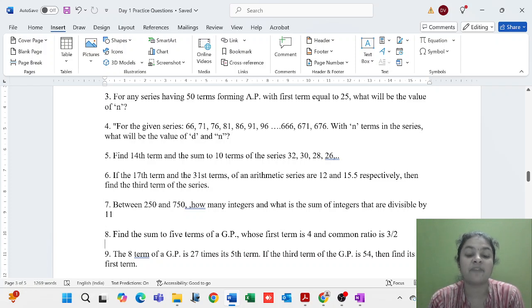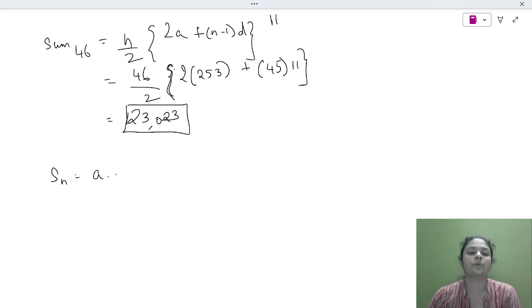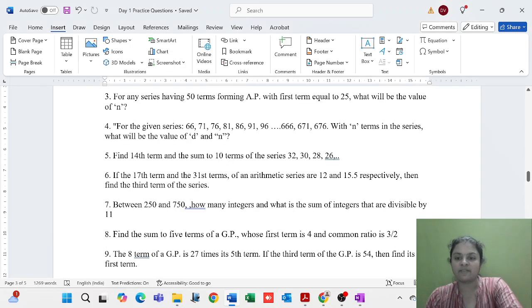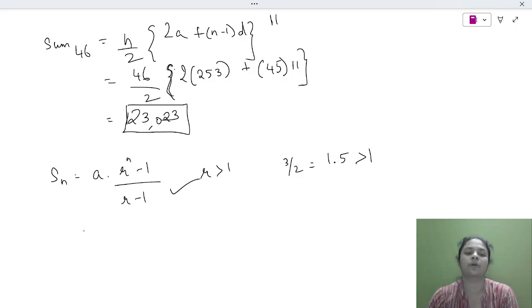8th question. Find the sum of first 5 terms of a GP whose first term is 4, common ratio is 3 by 2. So sum of 5 terms of a GP. What is the formula for sum of n terms of a GP? A into r power n minus 1 divided by r minus 1 if r is greater than 1. Let's check what is the value of r. R is 3 by 2. 3 by 2 is 1.5, which is greater than 1. Therefore, this formula will be holding good.